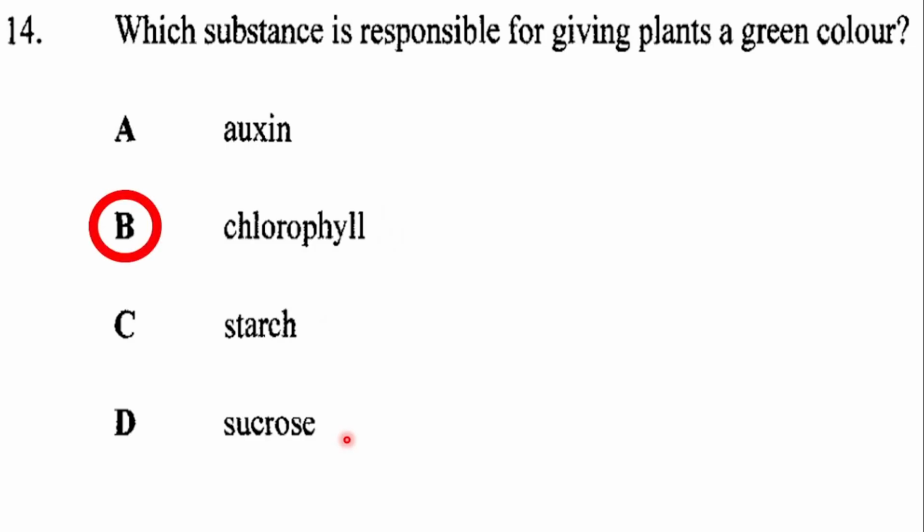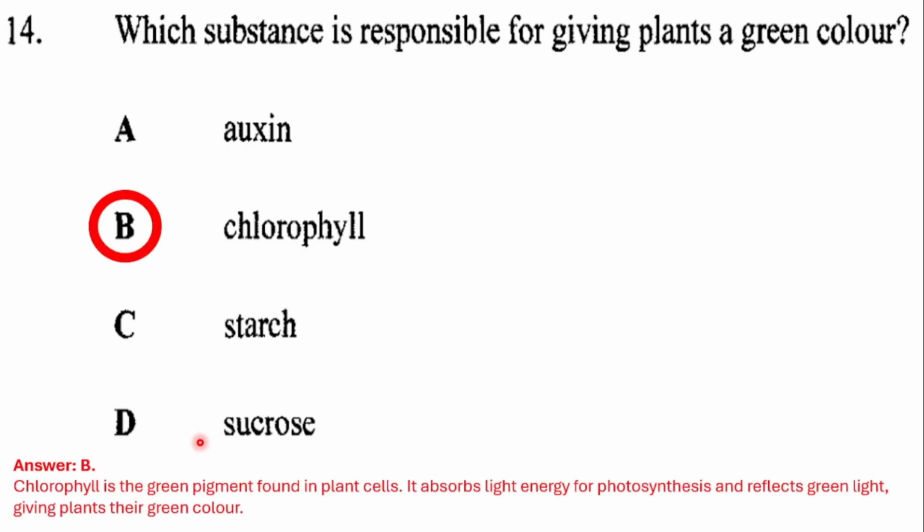And the correct answer is definitely going to be chlorophyll, because chlorophyll is the green pigment found in plant cells. It absorbs light energy for photosynthesis and reflects green light, giving plants their green color. So the correct answer is definitely going to be B, chlorophyll.